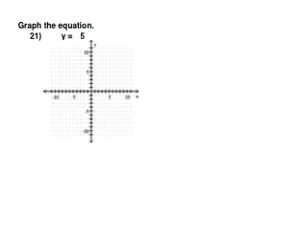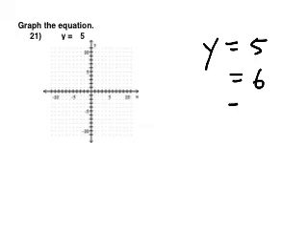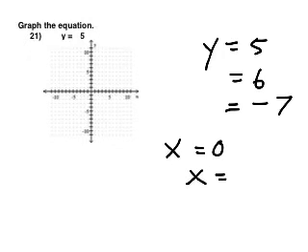Number 21, graph the equation. Again, another equation to graph. Now this one is y equals 5. So equations that are like y equals 5, or equals 6, or negative 7, or x equals 0, x equals 10, don't look like lines in that the equation doesn't have the other term in it. It doesn't have the x or y term in it.